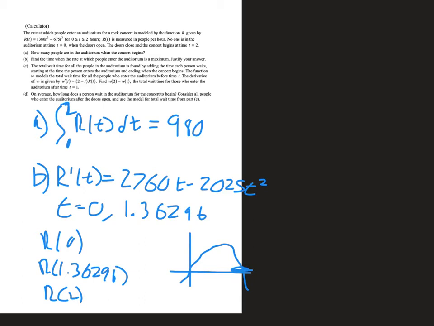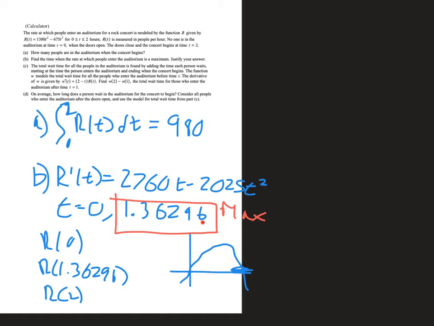So the question asks the time at a maximum. So we can just say it is this one. That's our max. And it says to justify. And so again, one justification would be to just list these three different R values, the outputs of these things, and say well, that one's the biggest.